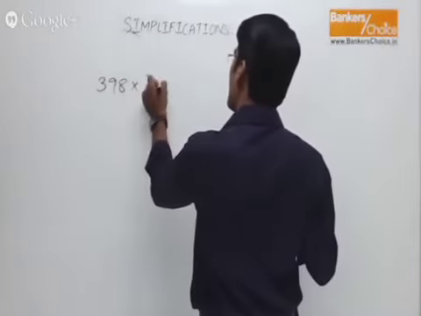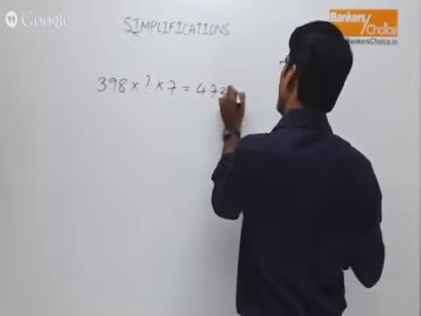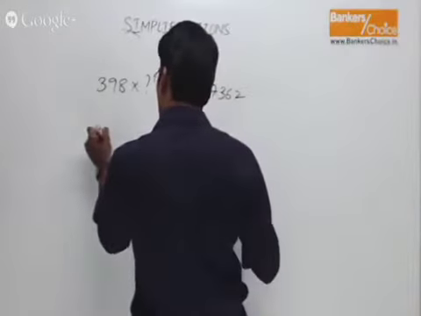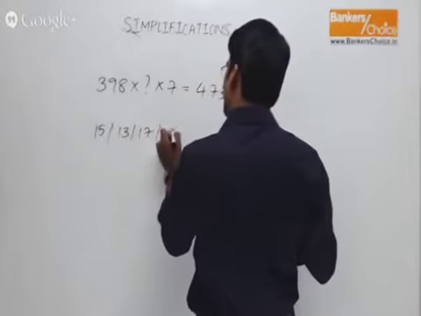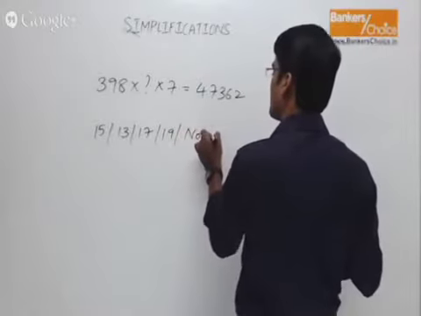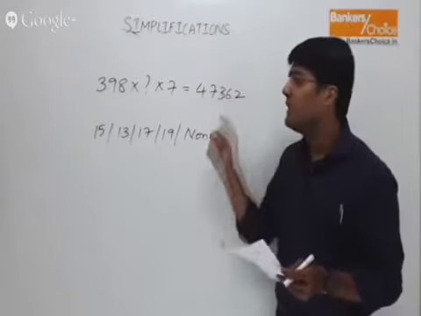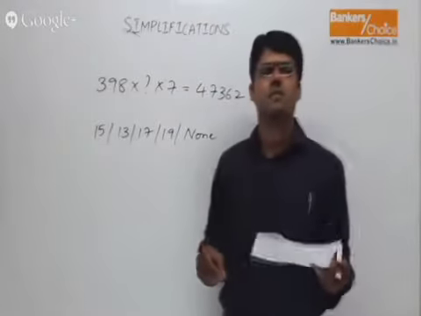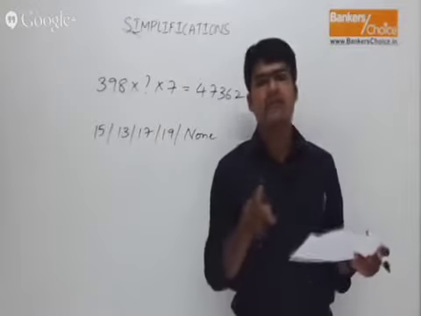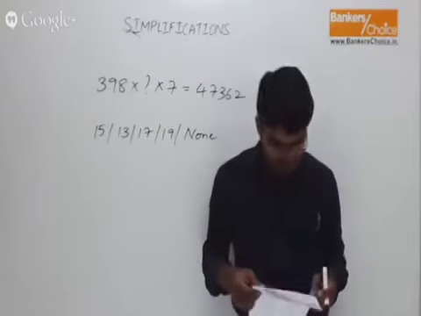398 into question mark into 7 is equal to 47,362. The options are 15, 13, 17, 19, none. 398 into question mark into 7 equals 47,362. We are required to find out what comes in place of question mark. I will give you 10 seconds. I'm sure all of you will get the right answer. Your time starts now.